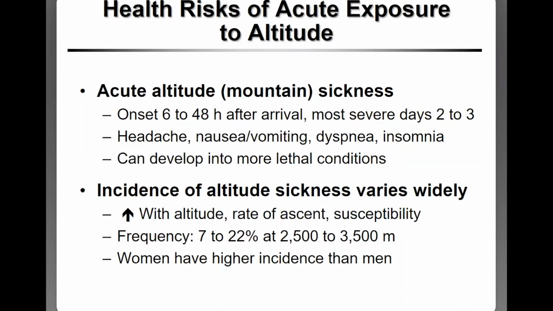These symptoms can develop into more lethal conditions, and the frequency of AMS is more frequent with women versus men. So the incidence of AMS is higher in females versus males. The frequency of AMS increases with increasing altitude. So with an increase in altitude or the rate of ascent, the susceptibility of AMS increases. So the use of base camps to ascend slowly would reduce the risk of AMS.